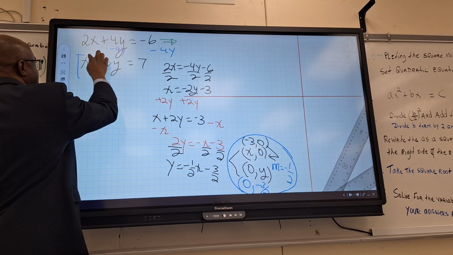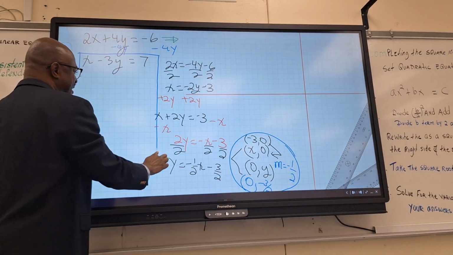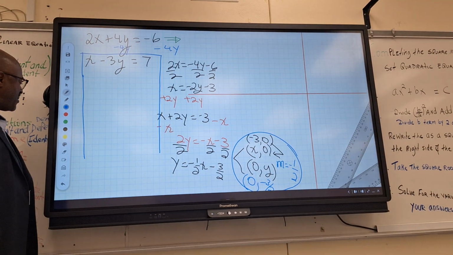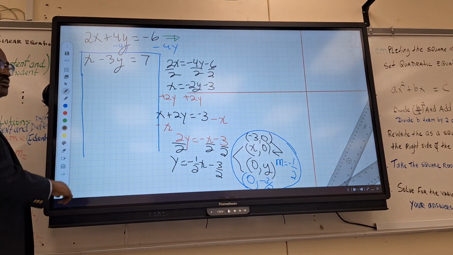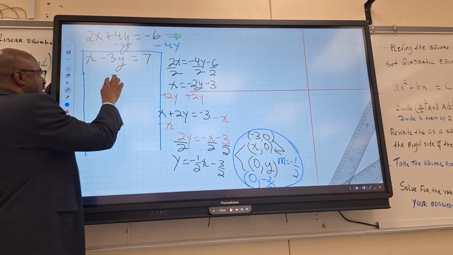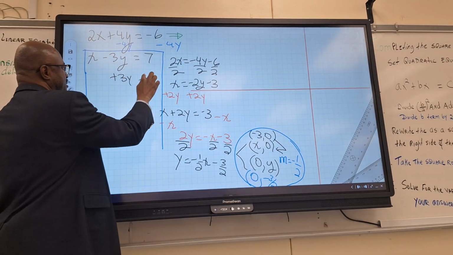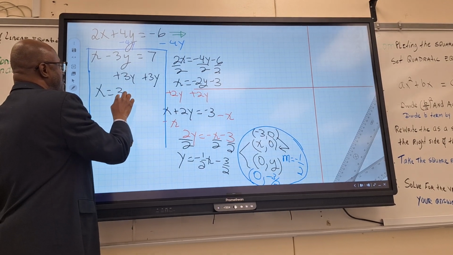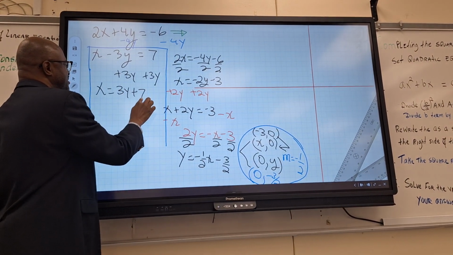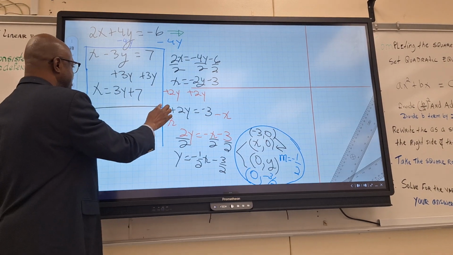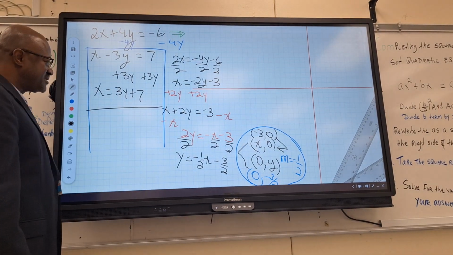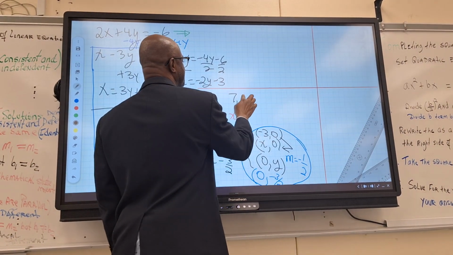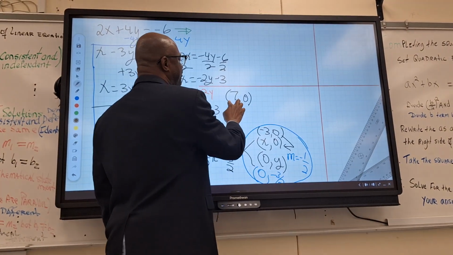Now we are here. We're going to do exactly what we just did here. So let's solve for x, then it becomes the x-intercept. What will you do? Add 3y on both sides. Then you will have x equal 3y plus 7. Then that equation is the x-intercept. What is the ordered pair? Write it as an ordered pair. 7, comma 0. 7, 0 is my x-intercept for this one.